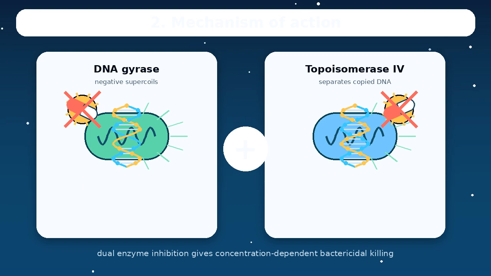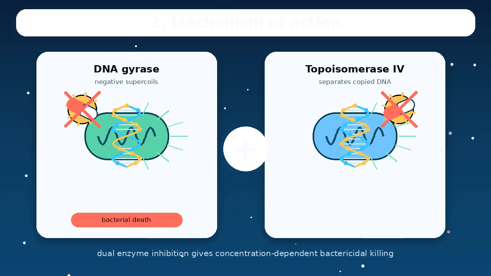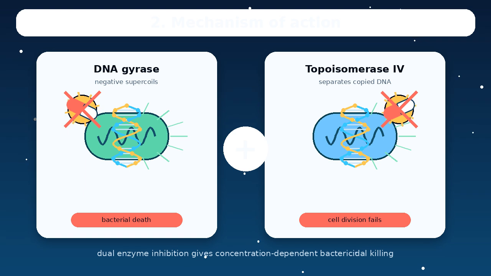Topoisomerase IV has a different key role. After DNA replication, it helps separate the newly copied DNA strands so that cell division can proceed. When fluoroquinolones block topoisomerase IV, the replicated chromosomes cannot separate correctly, and cell division fails. The combined inhibition of DNA gyrase and topoisomerase IV explains the bactericidal action of fluoroquinolones. Their killing is concentration dependent, meaning higher effective concentrations produce stronger bacterial eradication.